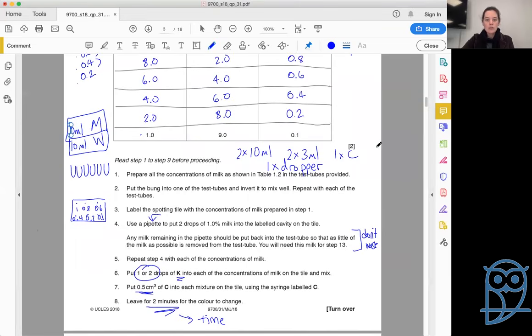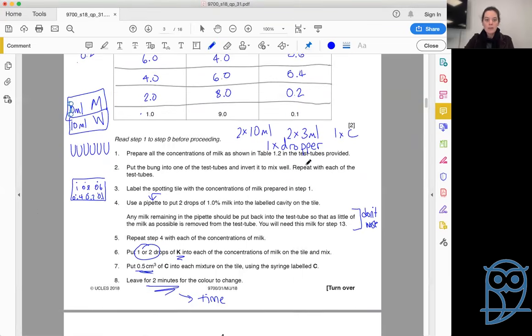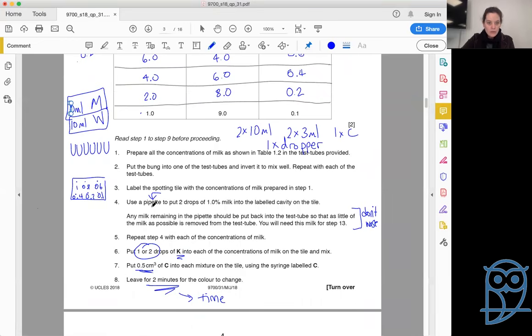Okay, so now we've got our 2 by 3 mls, 1 by dropper, and 1 by C. So use a pipette to put 2 drops. So there's our dropper. We're going to have to rinse that dropper out each time because we don't want to cross-contaminate our concentrations. Then put 1 or 2 drops of K into each of the concentrations of milk on the tile and mix. But now we'd rather not have the dropper going into K and into our milk. So let's keep this one in the back of our heads. See, there's our C syringe. And then we're leaving for 2 minutes.